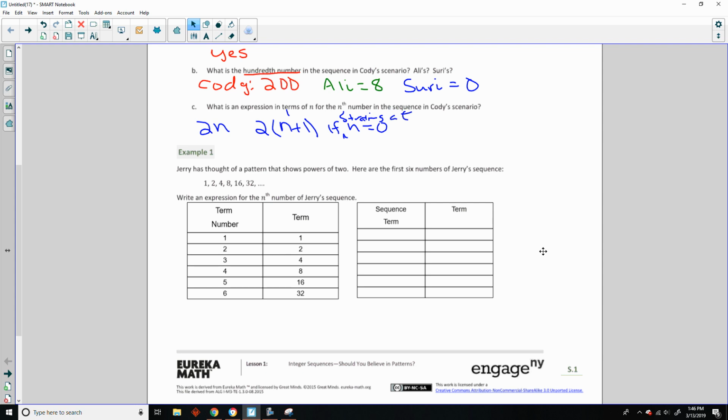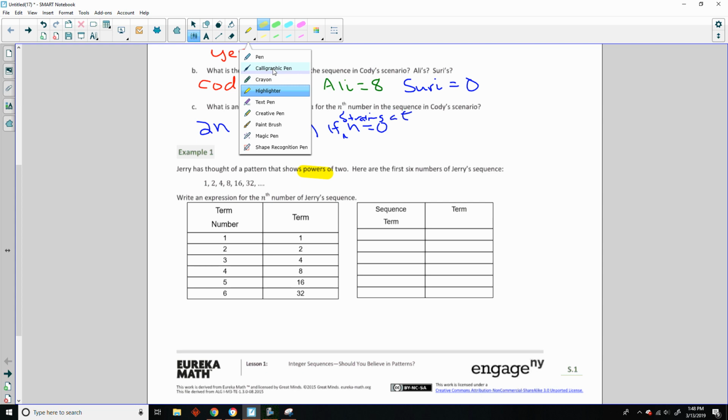So we're trying to figure out a rule that will make this true. But there's a key term here. And it is powers. Okay, so Jerry has thought of a pattern that shows powers of 2. So 1 squared is 1, 1 times 1, but 2 squared is 4, 3 squared is 9, so it's not simply squared. So we have to think about this for a bit and try to figure out what is going on here.